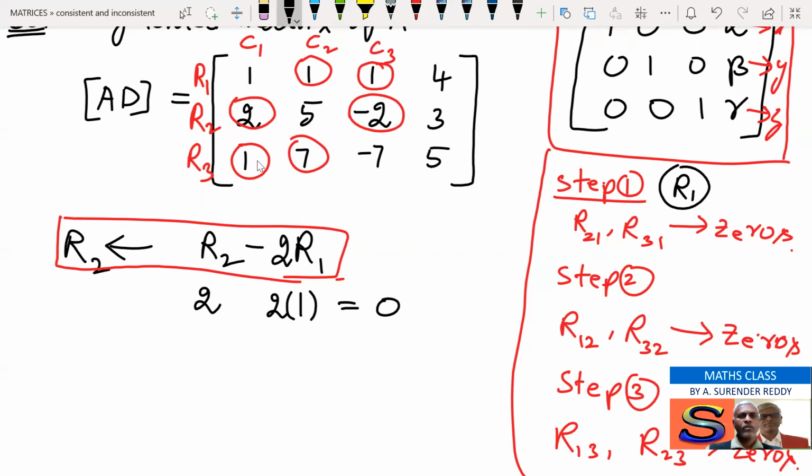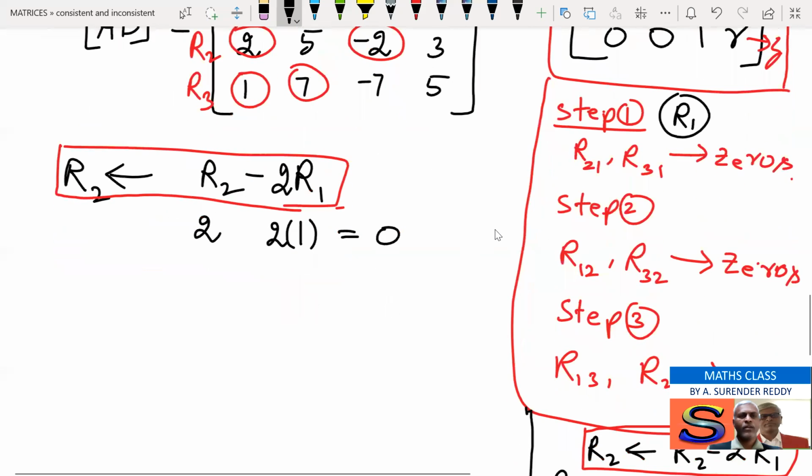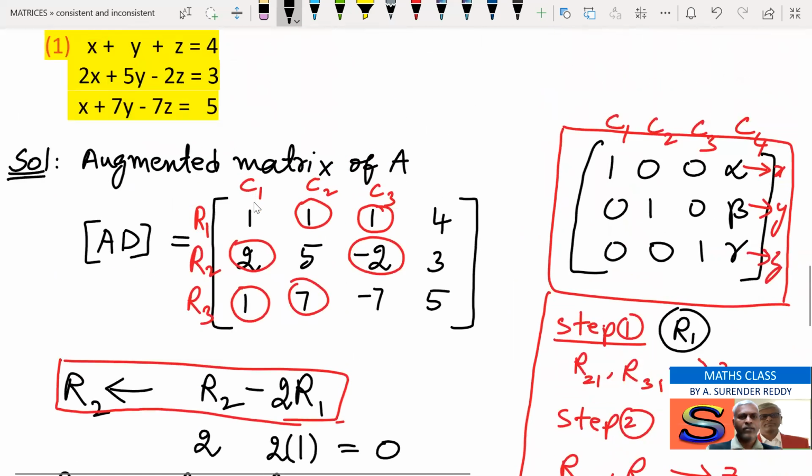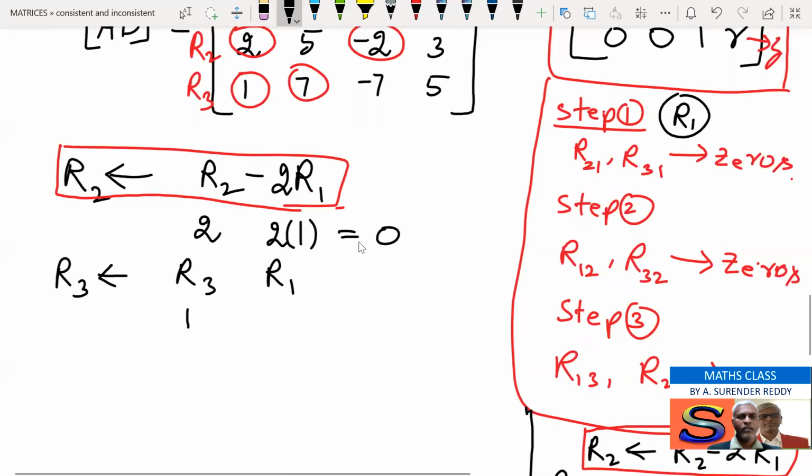So now 1 and 1 is there. The formula: we are converting R3 also with the help of R1. In R3, the first element is 1, which we are going to make 0. The R1 value is 1, the R3 value is 1, and the R1 value is also 1. First, we have to make them equal. If they are equal, then you make it 0 by adding or subtracting.